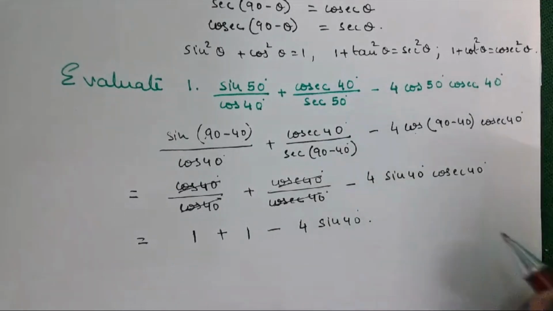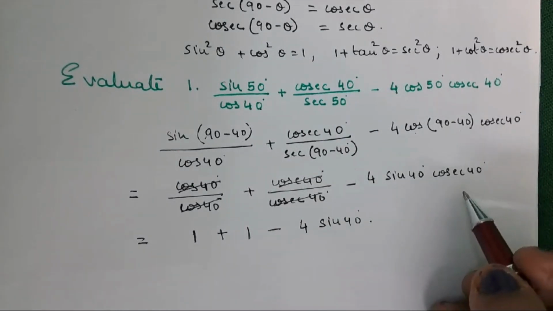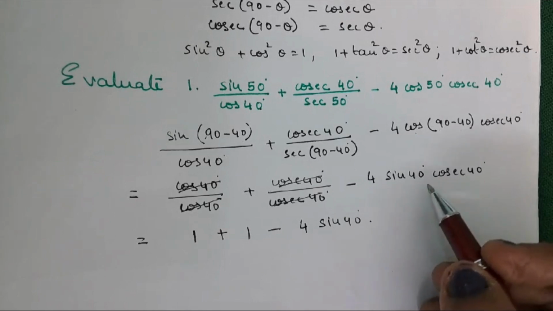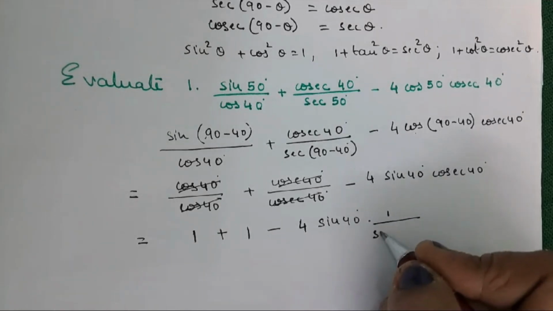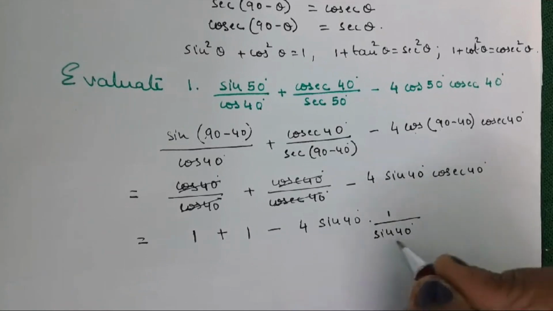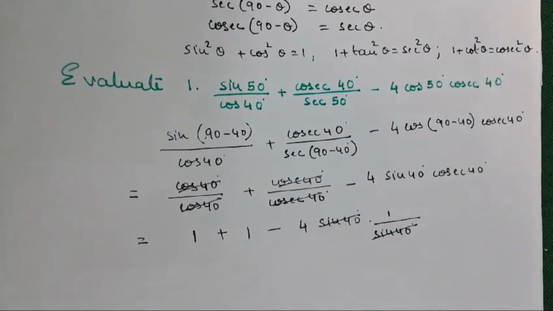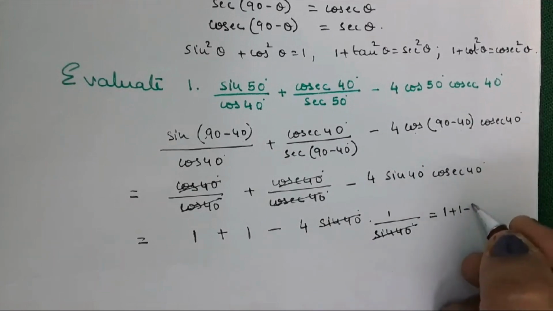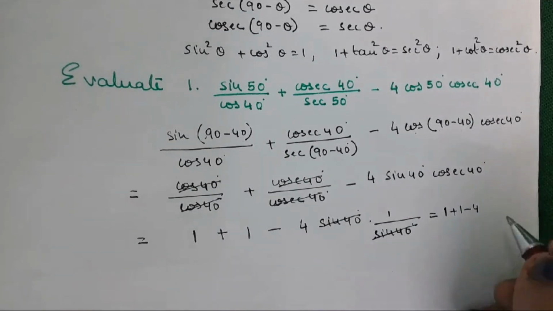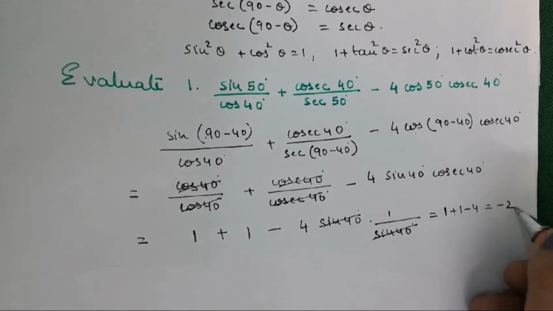Now in my last video I have shown you that cosec is the reciprocal of sin. So cosec 40 we will write as 1 by sin 40. So again this sin 40 gets cancelled. So what are you getting? 1 plus 1 minus 4, which is equal to minus 2.